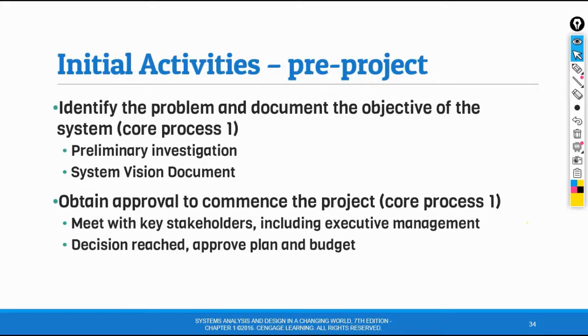of core process 1, which includes identifying the problem, documenting the objective of the solution system, and obtaining approval to commence the project. Which means it includes meeting with key stakeholders, and when the decision is reached that the budget is already approved, then it will continue to the next activity.